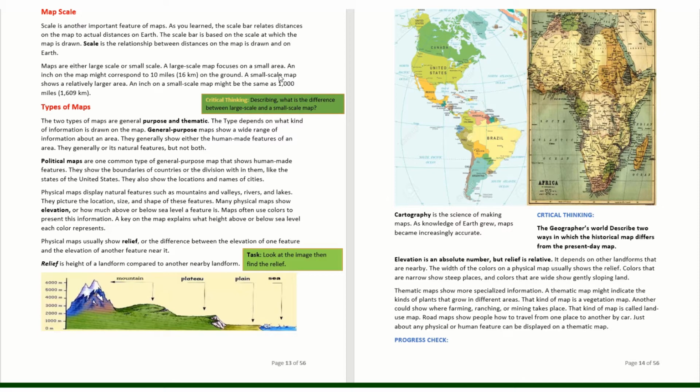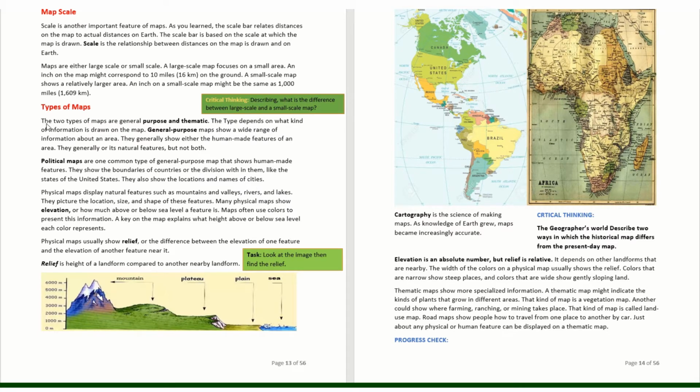Today we'll be talking about types of maps, and we'll be learning how these maps are different. With the real life connection, you will be thinking about which maps you mostly use and what the purposes of these maps are.